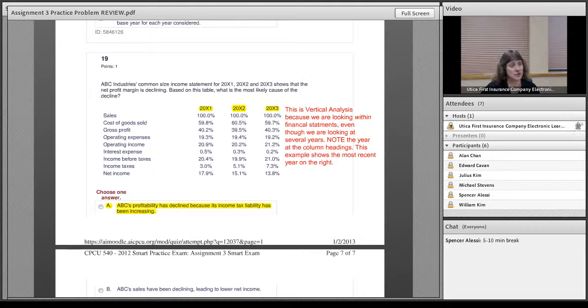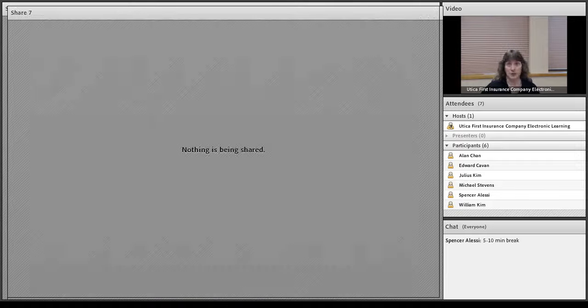When you look at these questions, try to figure out, are we doing horizontal or vertical analysis, and what are my comparisons actually based on? Is it 1 year to a base year, multiple years, and which is the most current year?